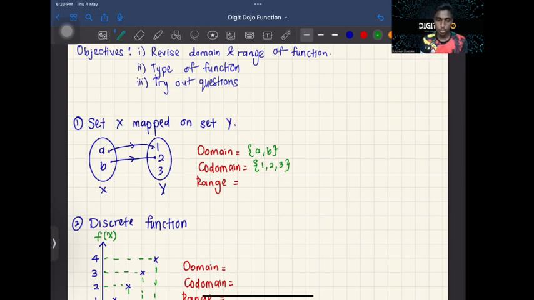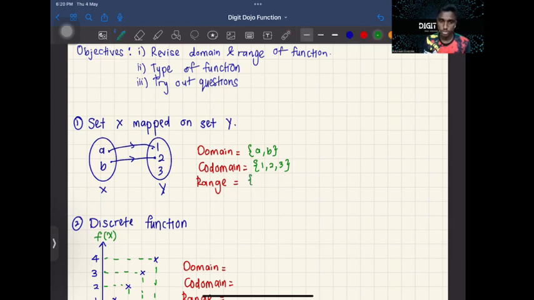And now the very important part is range. Okay, for range, it's very tricky, as I told before. For range, remember, range are only the set of images that has object. Okay, that has object. Here, we are having 1, 2, and 3. And only for 1 and 2, there are objects, which is A and B respectively. Okay, but 3 doesn't have any object, so 3 we don't include in range. Okay, remember.